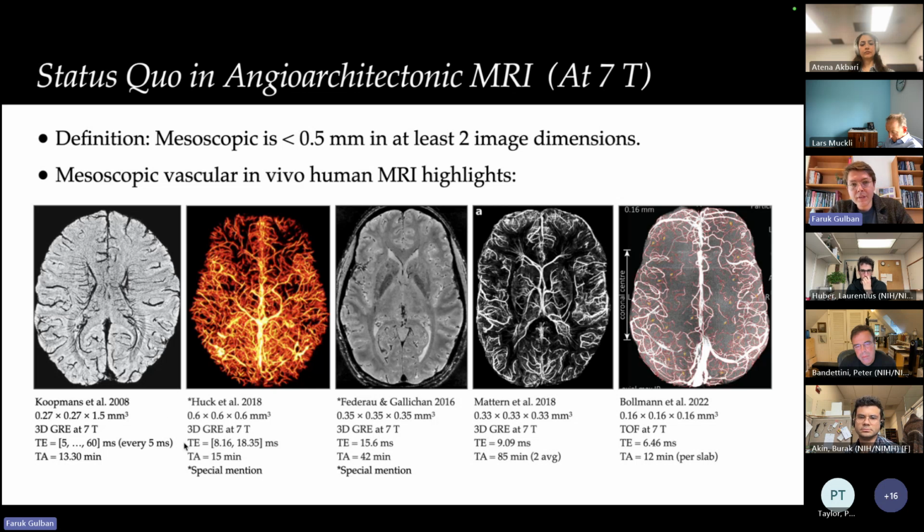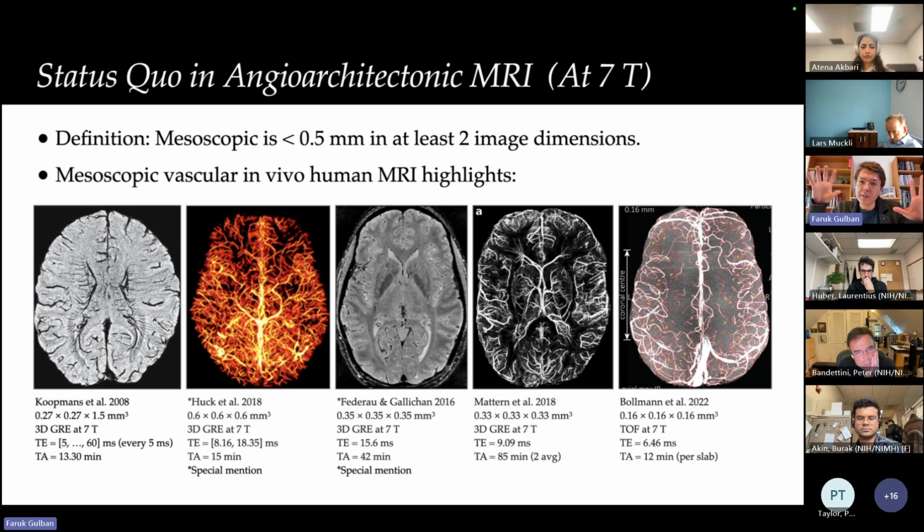Actually, you can find that, at least looking at studies that publish data from below 0.5 millimeter in at least 2 image dimensions, that's my definition of mesoscopic, you can see some early studies like Koopmans 2008, and then there are a few other studies that are at 0.35 millimeter isotropic level. I mentioned this because Saskia is my collaborator and she does time-of-flight imaging at very high resolution, but this is mostly arterial parts, whereas the other images are mostly vein dominated images.